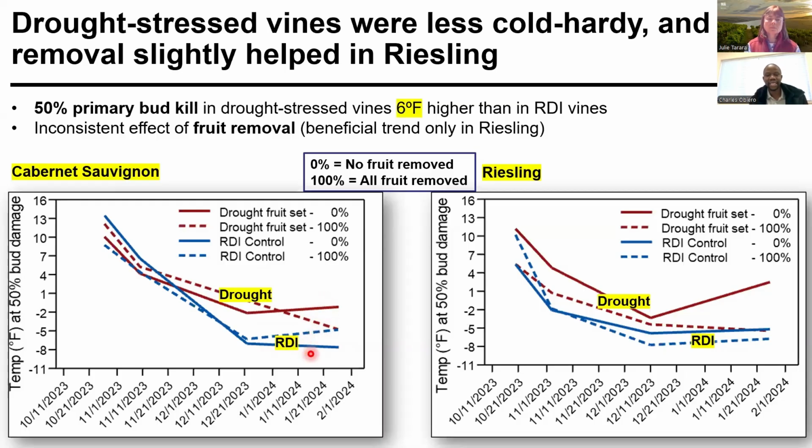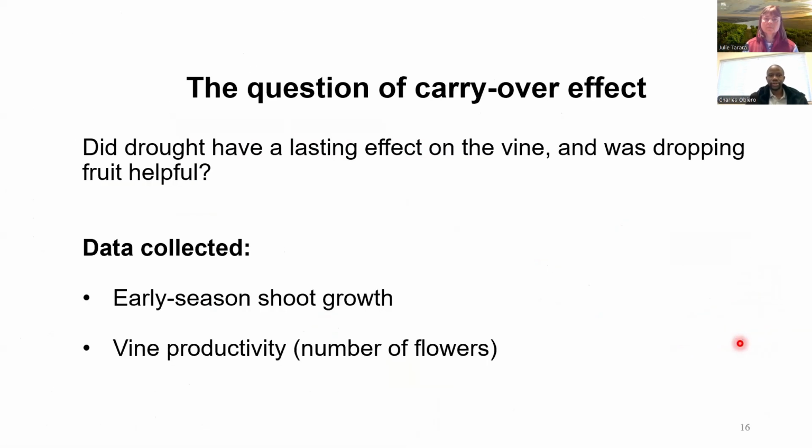We can see that the ones with drought, even in Cabernet Sauvignon, had buds getting killed at a much higher temperature compared to our industry standard. When you look at the Riesling, it was actually the same if you didn't remove the fruit, but if we removed the fruit, it performed almost as well as the industry standard.